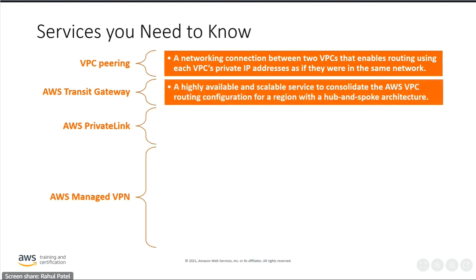Transit gateway is again going to act as a highly available and scalable service. So it is going to act as a hub, and through this, multiple VPCs can be connected.